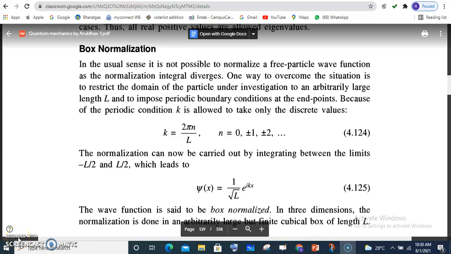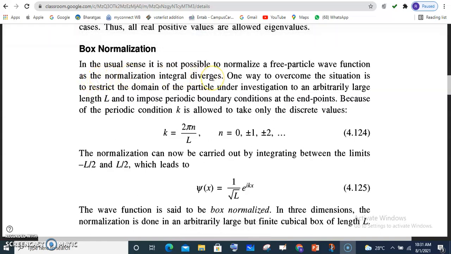Okay, let us continue with the free particle case in Schrodinger equation. In the previous lecture, we stopped at the problem with the normalization of a free particle Schrodinger equation. So, if we have a problem with the normalization, here what we have faced is the normalization integral getting diverged.